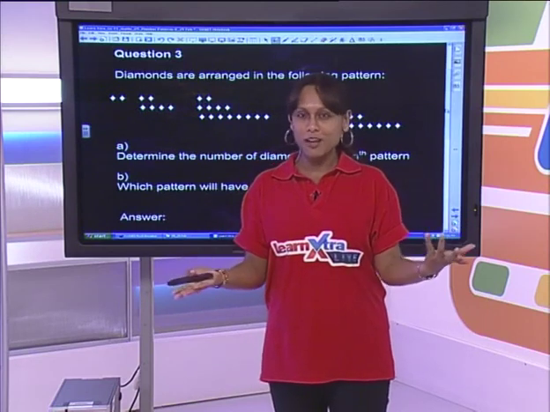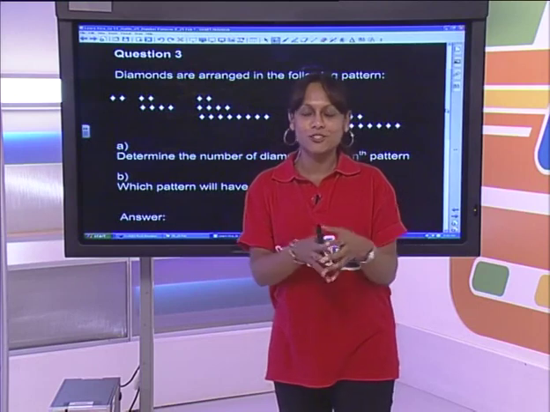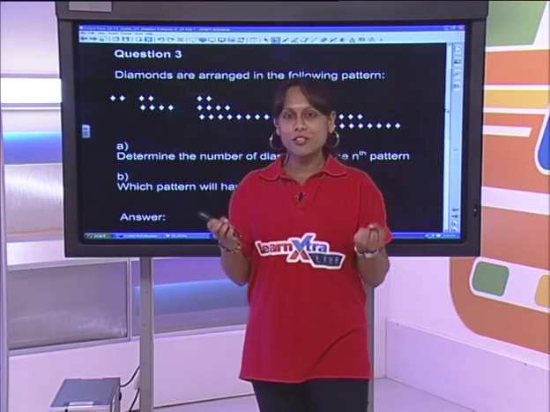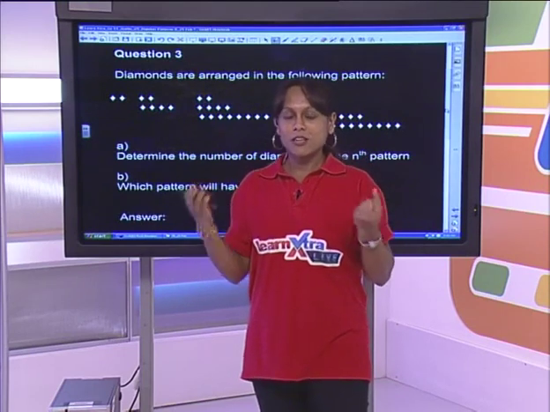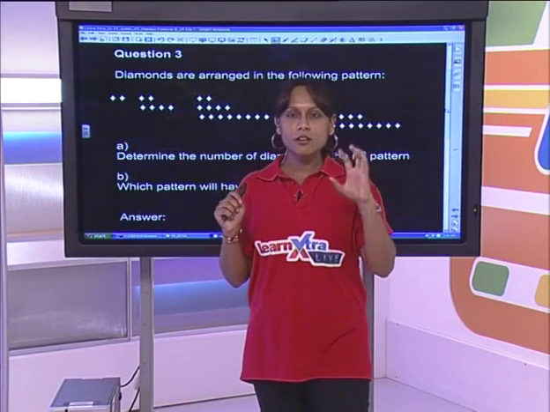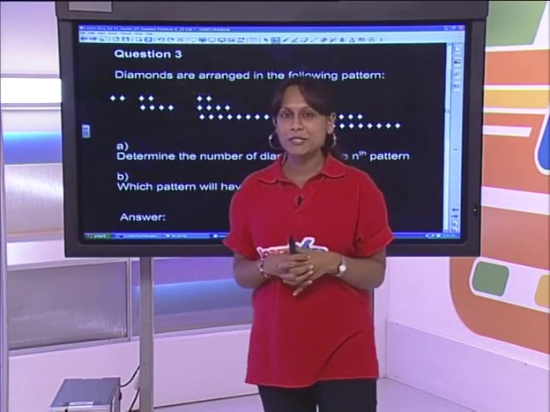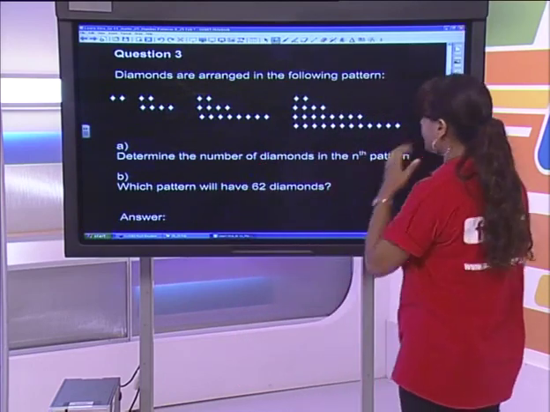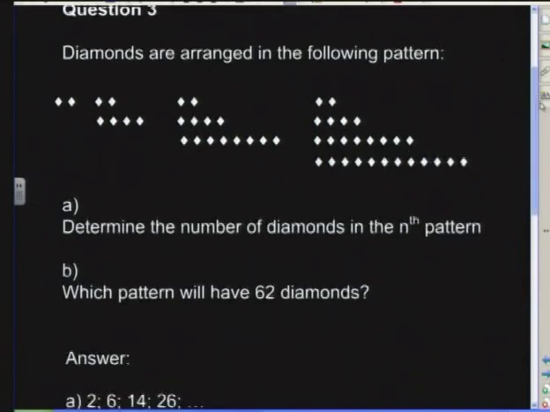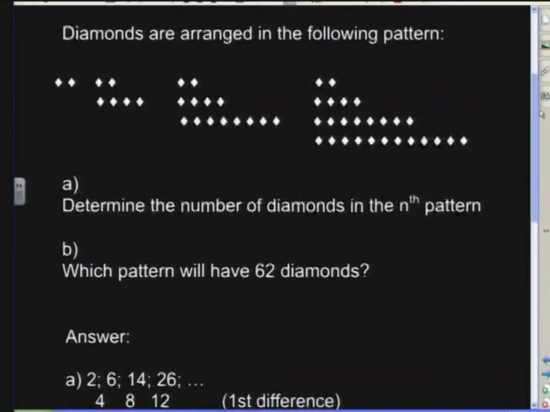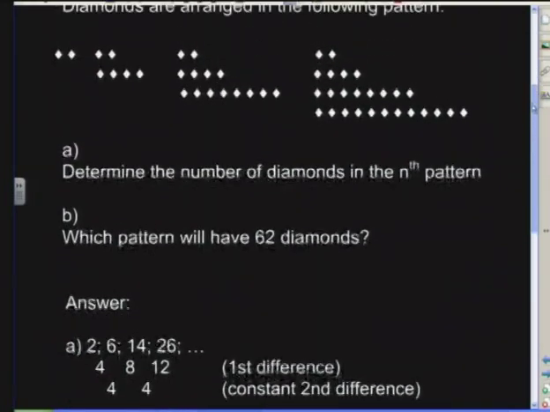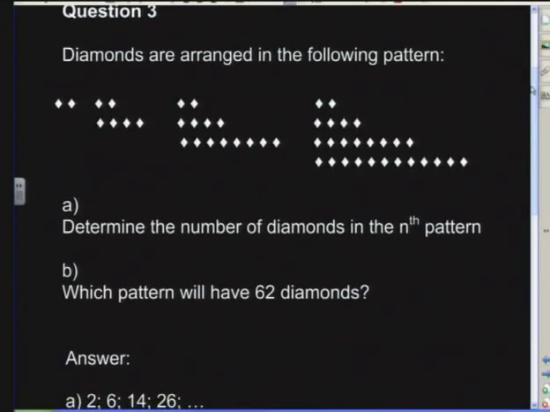You can only apply what you know, and we're not going to throw something at you that you haven't learned. So what you've got to do is, if you're given a diagram in a quadratic sequence, turn the pattern into numbers. Okay, it makes sense when you turn it into numbers. So let's have a look at this question. All right, as I said, I skipped over a question and I'm going straight to question 3. And we've got a little pattern here of diamonds. And they say diamonds are arranged in the following pattern, and they want you to determine the number of diamonds in the nth pattern and so on.